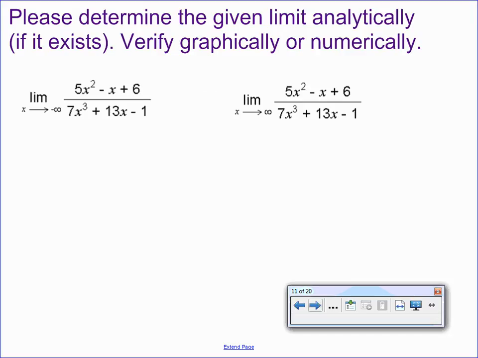What happens when the degree of my denominator is more than the degree of my numerator? Brandon? Then there is a horizontal asymptote at 0. At y equals 0, absolutely. And so if the degree of my denominator function is more than the degree of my numerator function, that's an indication that my graph has a horizontal asymptote at y equals 0.